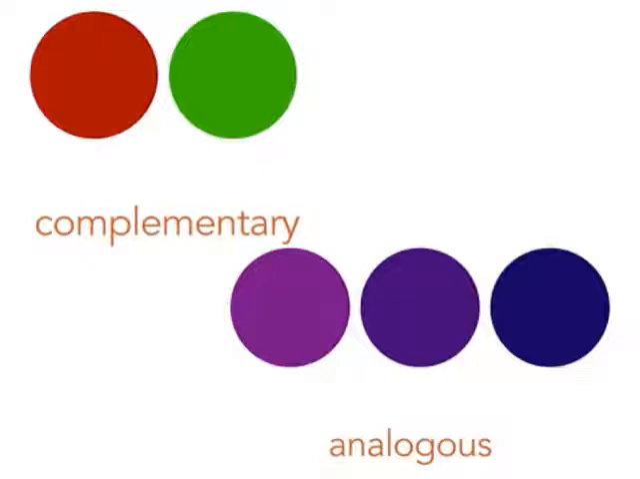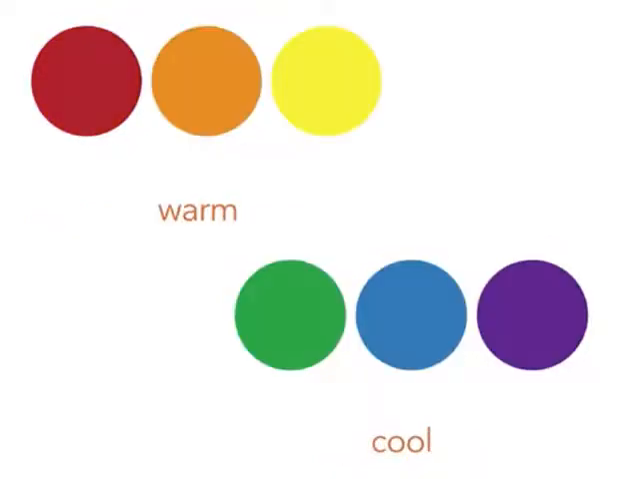Like violet, and then purple, and then blue. Analogous colors. Kasi tabi-tabi sila eh. Okay? Tatlong kulay na tabi-tabi, analogous colors yun. Okay? Next. So, we have here warm.